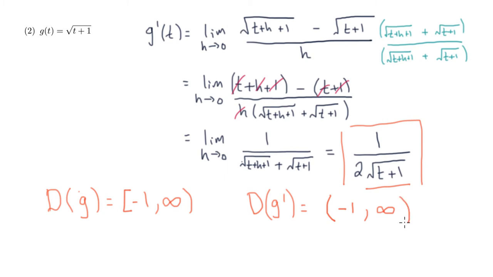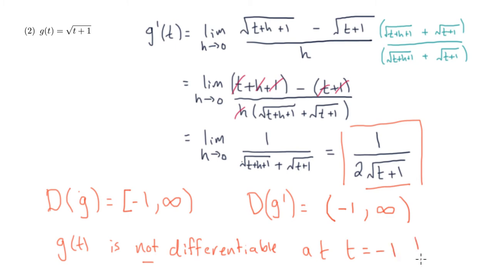So what does that tell us? g of t is differentiable everywhere in its domain except at t equals negative 1. So g of t is not differentiable at t equals negative 1. Let's look at a graph of these two functions and see what's going on.